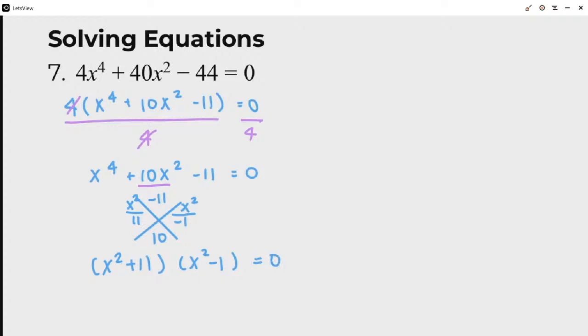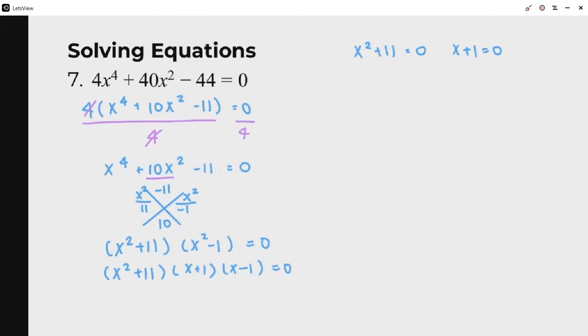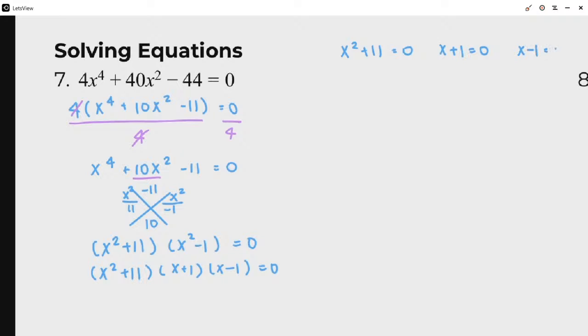And x squared minus 1 is a difference of 2 squares. So we can rewrite that as x plus 1 times x minus 1 equals 0. So now we're going to set each one equal to 0. So x squared plus 11 equals 0, x plus 1 equals 0, and x minus 1 equals 0. So for this left one, we will subtract 11. So x squared equals negative 11, and then square root both sides.